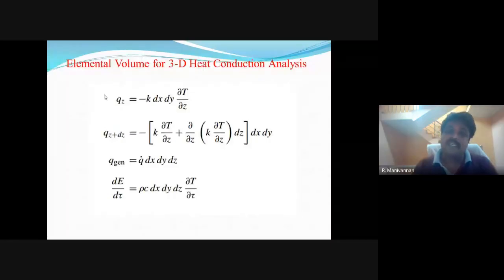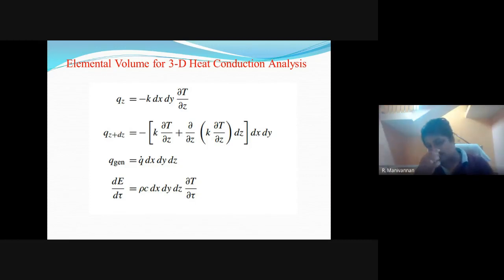Now similarly, we are going to write for the z direction. The rate of energy conducted in the z direction is minus k into dx into dy into ∂T/∂z. The rate of energy conducted out in the z direction, that is q suffix z plus dz, equals minus k into ∂T/∂z plus ∂/∂z of k into ∂T/∂z into dz, closing the bracket, into dx into dy.